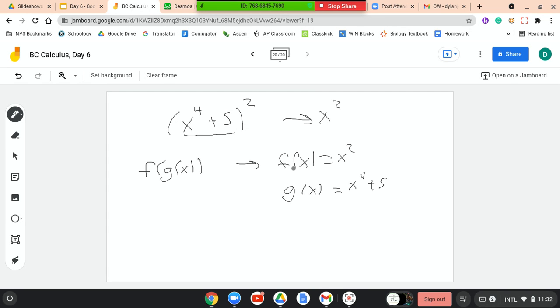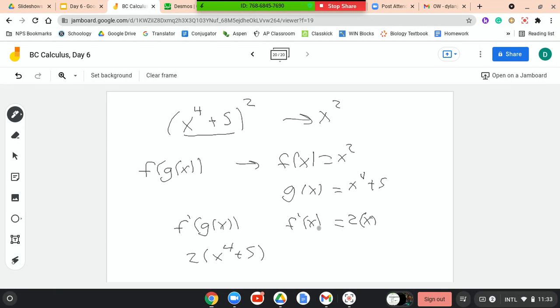I do. So the chain rule tells us that it's going to be f prime of g of x. And what that means is if f prime of x equals 2x, because the derivative of x squared is 2x, then f prime of g of x means 2, but instead of an x, you put x to the fourth plus 5. Does that make sense? Yeah, I think that makes sense to me. Cool. All it's saying is that if f prime of x is 2x, then f prime of g of x is just 2 times whatever g of x is.